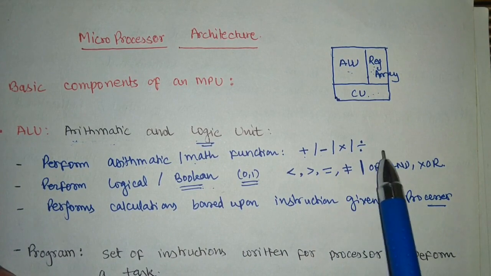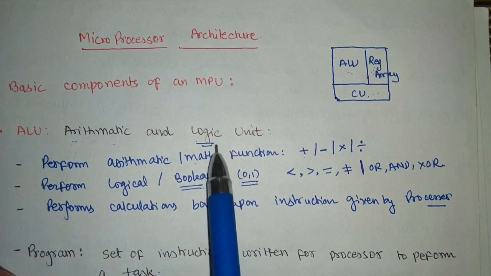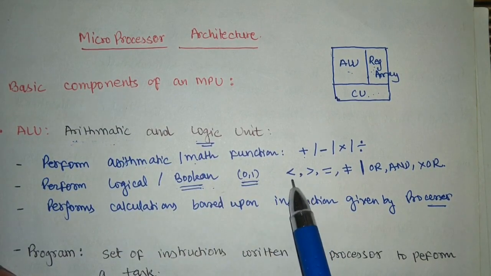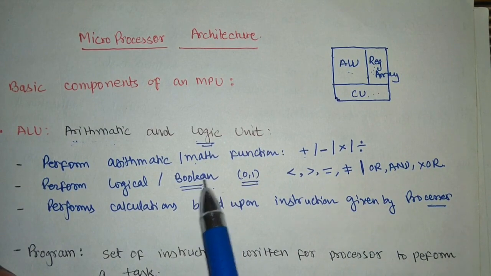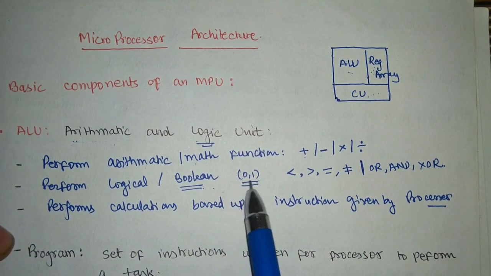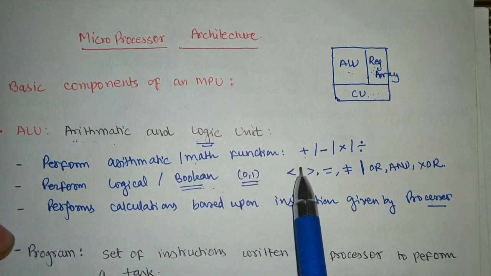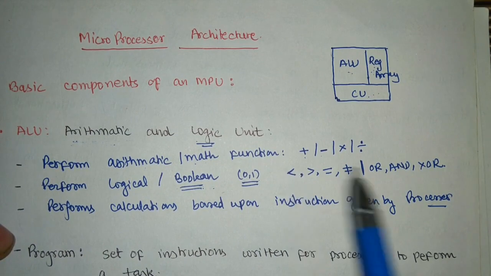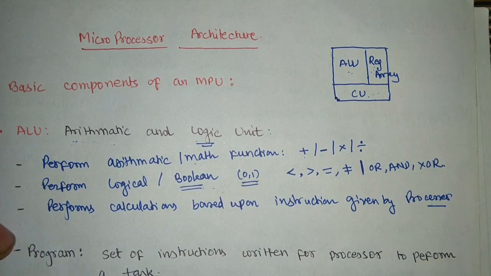Clear? Similarly, we will be able to perform the logical functions also. The logical functions would be less than, greater than, equal to, not equal to. At the same time, we can perform the Boolean functions here. Boolean functions are based upon zeros and ones, meaning binary functions only, and the results are also going to be in binary form, either 0 or 1. So there can be OR, AND, XOR, NOR functions; those sorts of functions we can also perform with the help of an ALU.